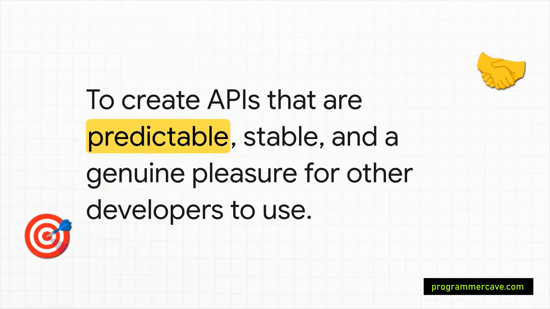So when you boil it all down, what's the point? All these constraints, all these best practices, they all serve one single goal: to create APIs that are predictable, stable, and just plain easy for other developers to work with. It's about building a solid foundation that can grow and change over time without falling apart.